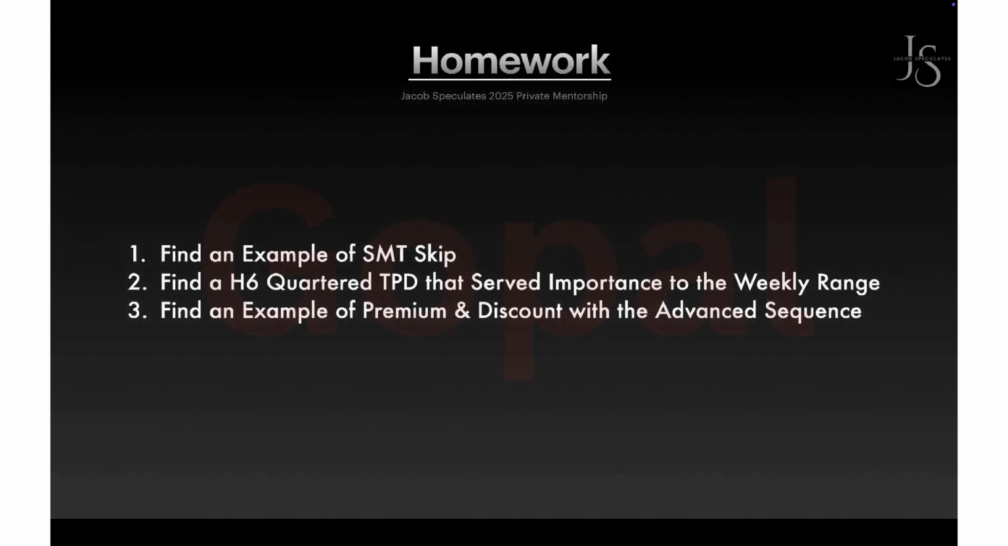All right, homework. So your homework is to find an example of SMT skip, find a 6-hour quartered TPD that served importance to the weekly range, and it could be any week, and find an example of premium and discount with the advanced sequence.